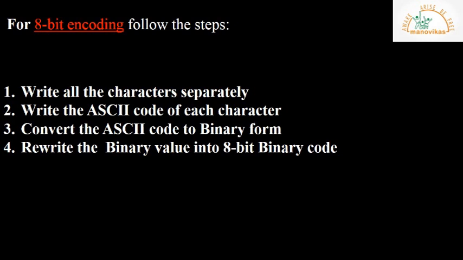Suppose you don't have 8 bits in your binary code which is formed, then you need to add enough number of zeros at the start of the binary code, that is on the left hand side, so that the total number of digits or the total number of bits in the binary code ends up to 8. I'll explain with the help of an example.